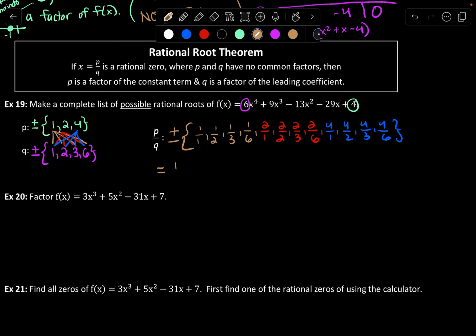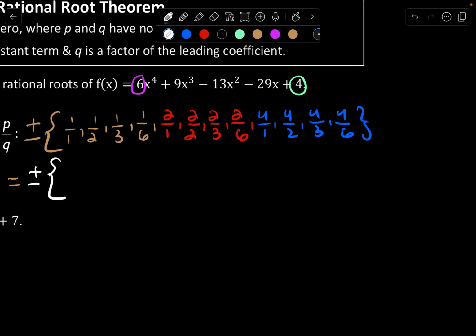All right, so now we want to trim some of this. We have some repeating values. Having repeating values in a set is okay, but you want to try and limit it, because you don't want to accidentally test the same value twice in the remainder theorem. You're just wasting time at that point, okay?